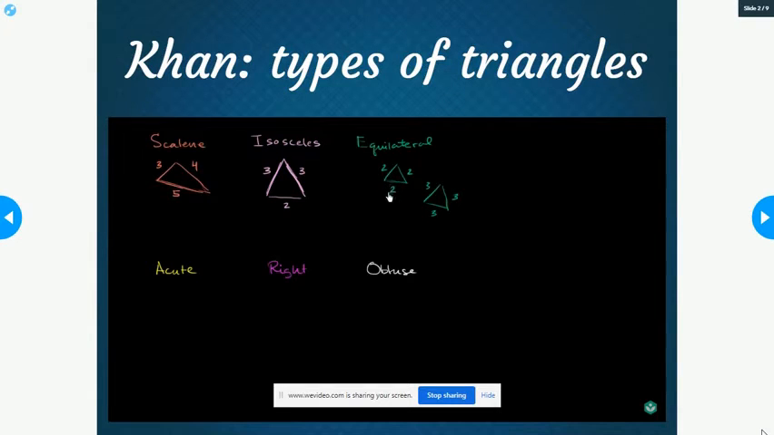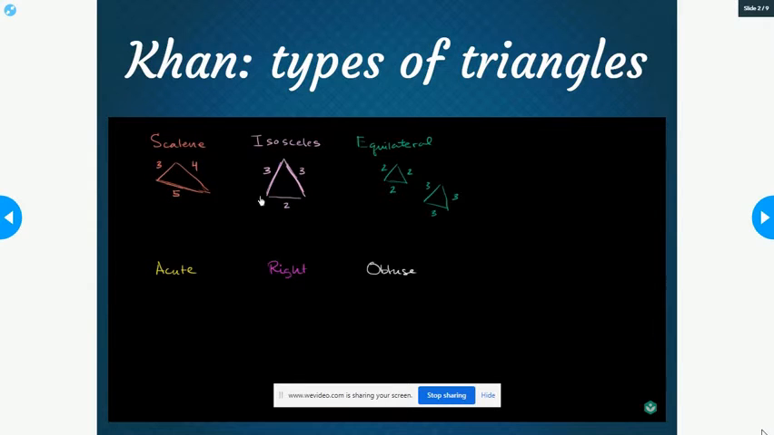Now you might say, well, Sal, didn't you just say that an isosceles triangle is a triangle that has at least two sides being equal? Wouldn't an equilateral triangle be a special case of an isosceles triangle? And I would say, yes, you are absolutely right. An equilateral triangle has all three sides equal, so it meets the constraints for an isosceles. So by that definition, all equilateral triangles are also isosceles triangles, but not all isosceles triangles are equilateral.